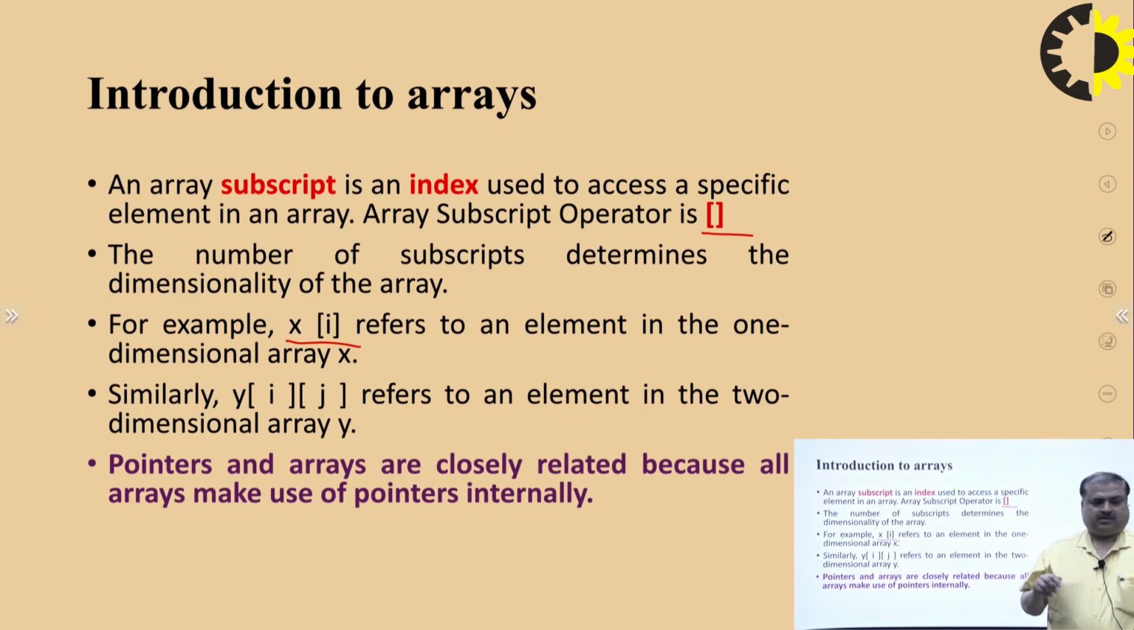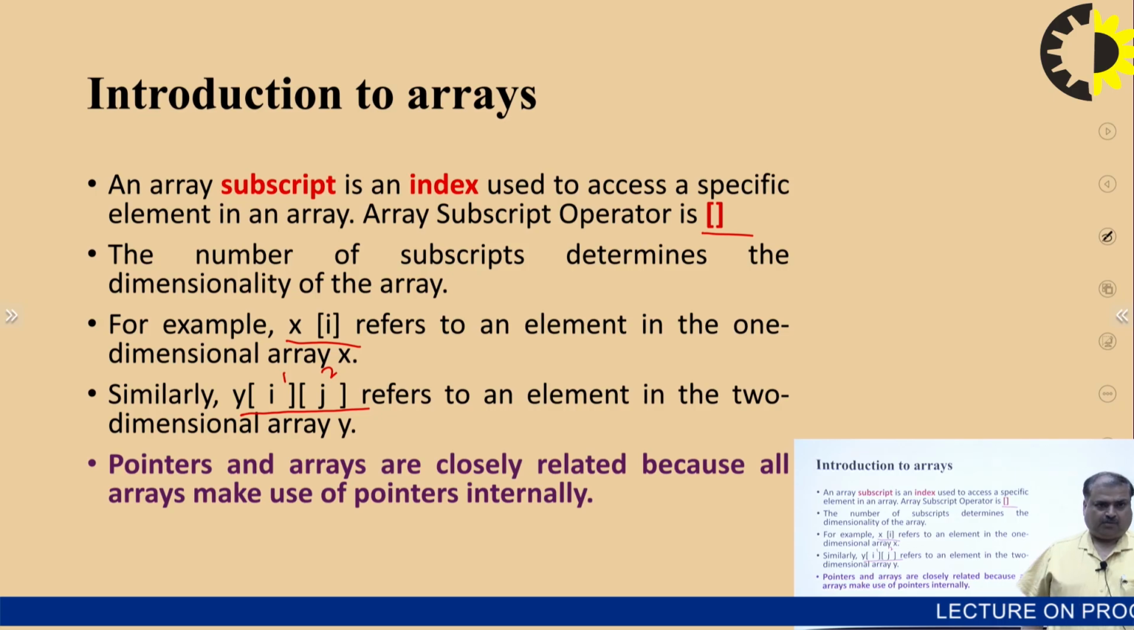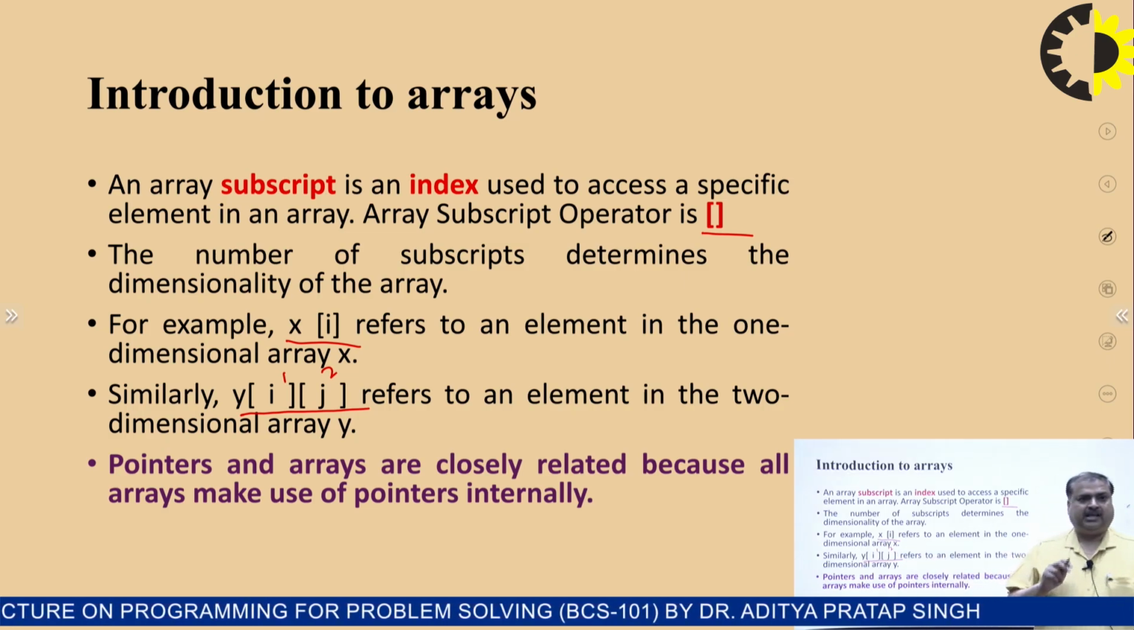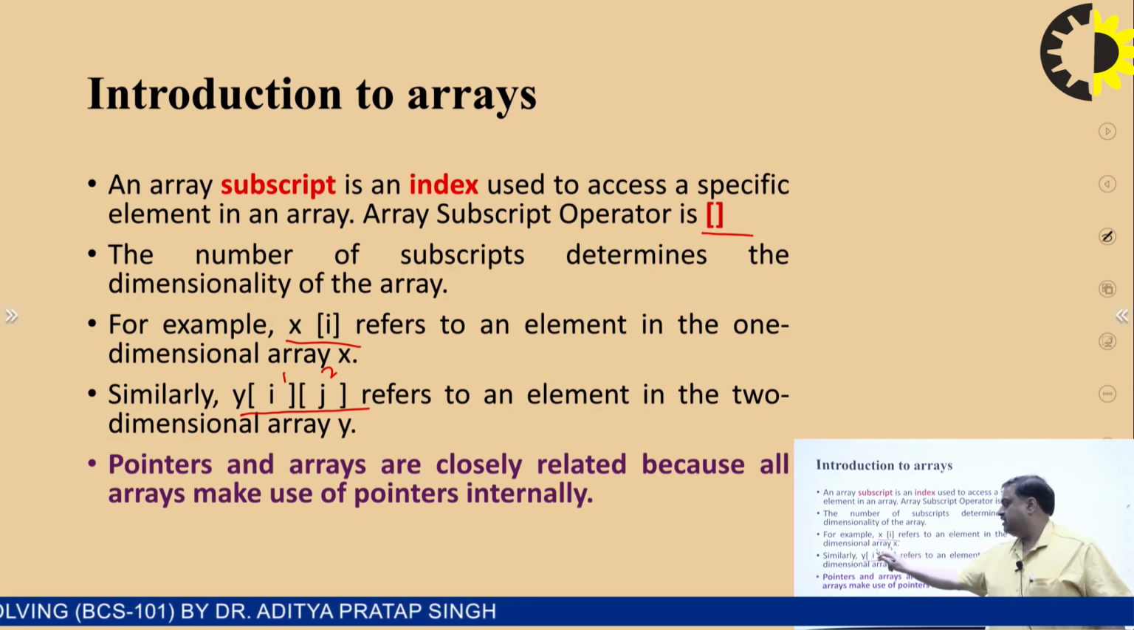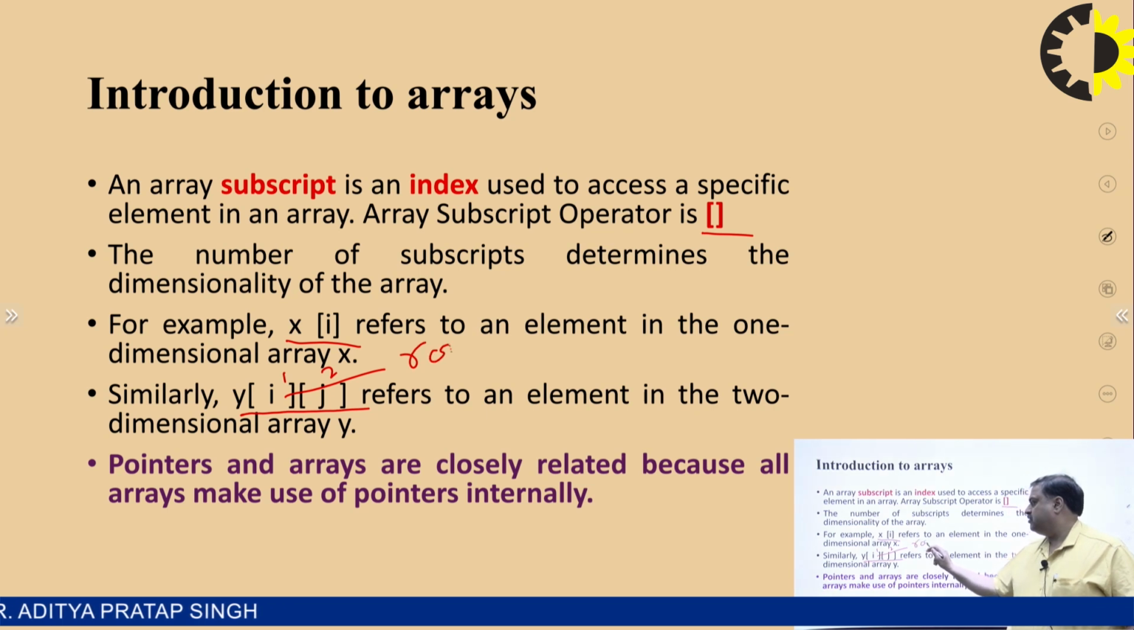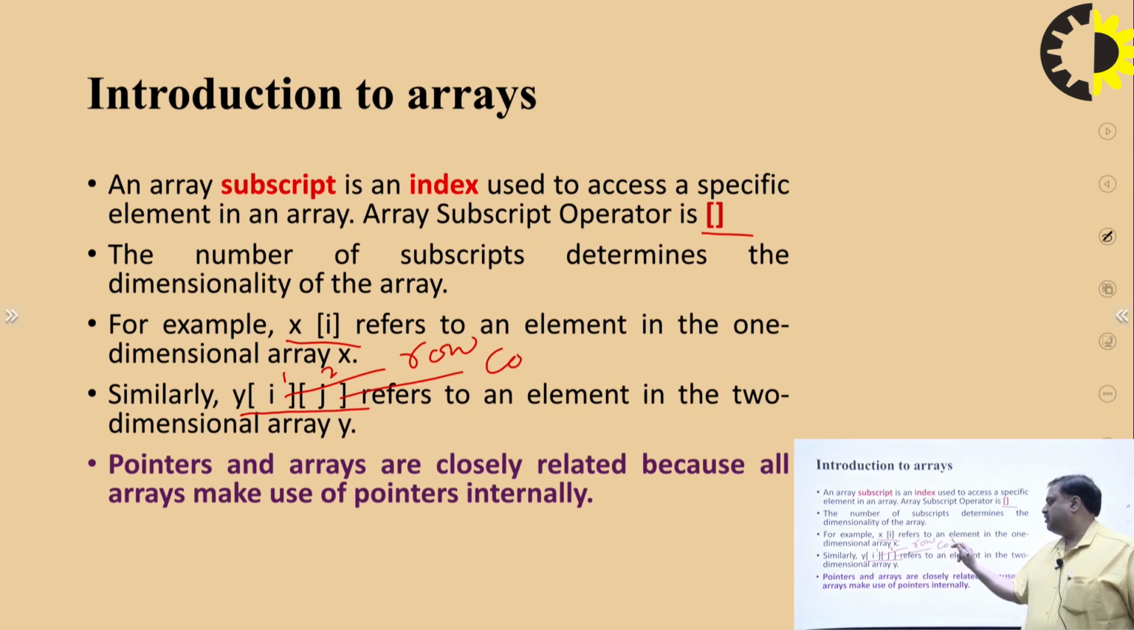If I am saying y[i][j], I am referring to a 2D array because two subscripts are there. Then in that situation, it is clear that it will be in row-column form, and I am referring to the element in the ith row and jth column. So here i is being used for the row and j is being used for the column.